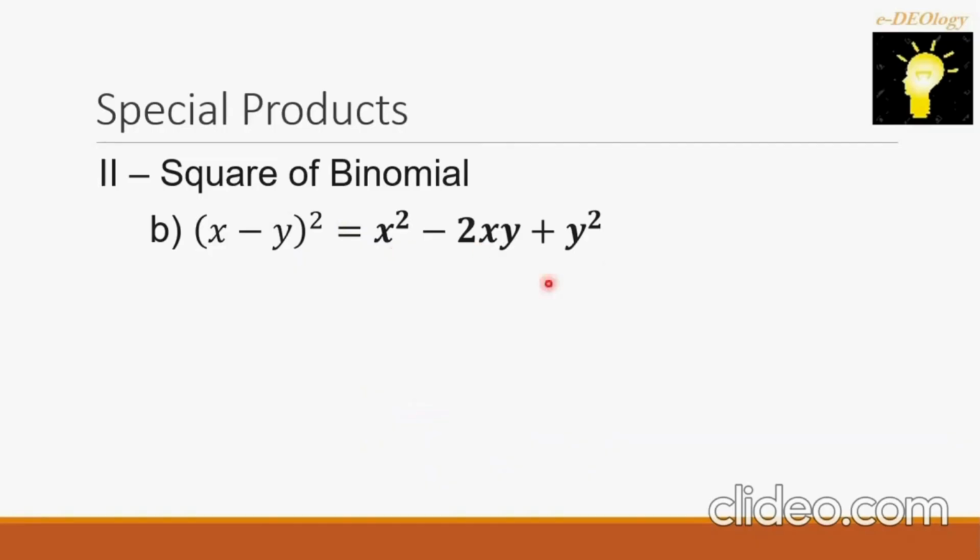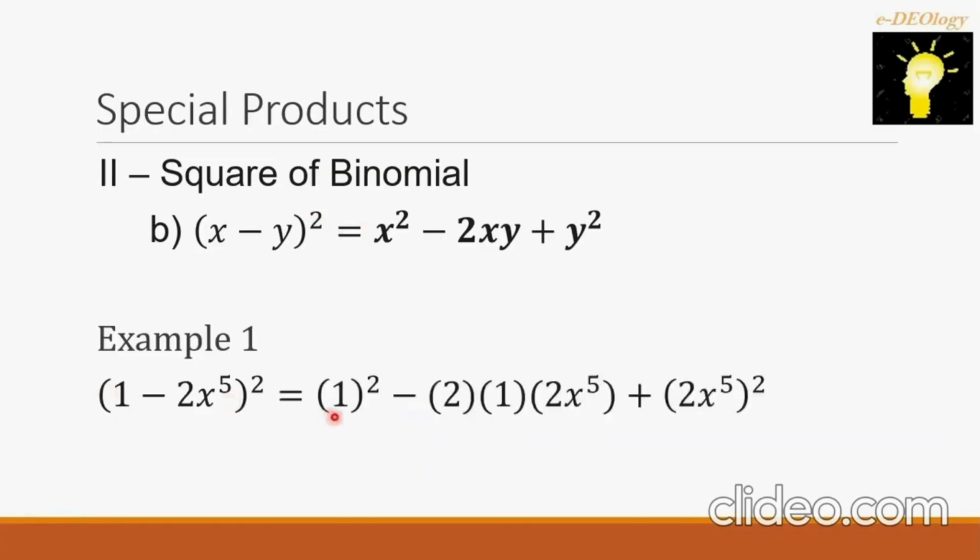So we can now use this formula to solve some products of this pattern. Let's have example 1. 1 minus 2x raised to 5 all raised to 2. So we have the 3 terms here. The first term is the square of the number 1. In the middle, I put the constant 2. I copied the 1. I copied this 2x raised to 5. Actually, the negative sign is already in front.